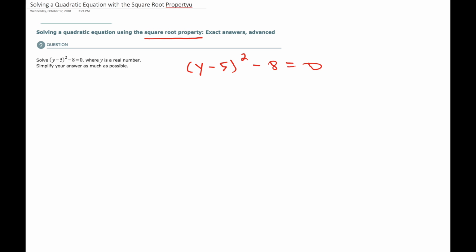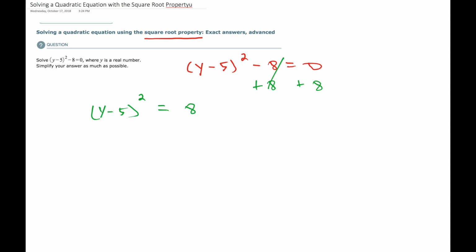What's the first thing you think you need to do? Okay, add 8 to the other side. Add 8. Then what? All right, so you get y minus 5 squared equals 8. Now what? No. There's an easier way.